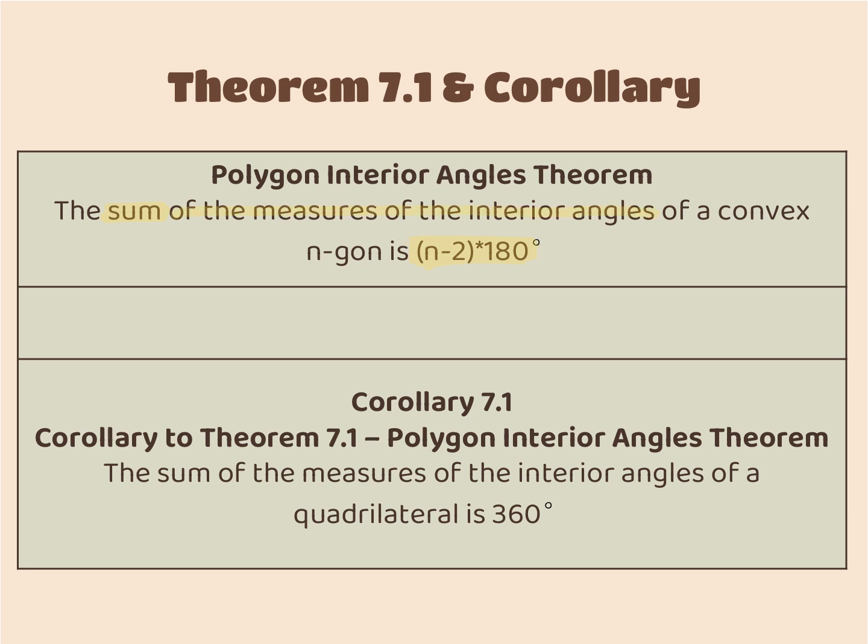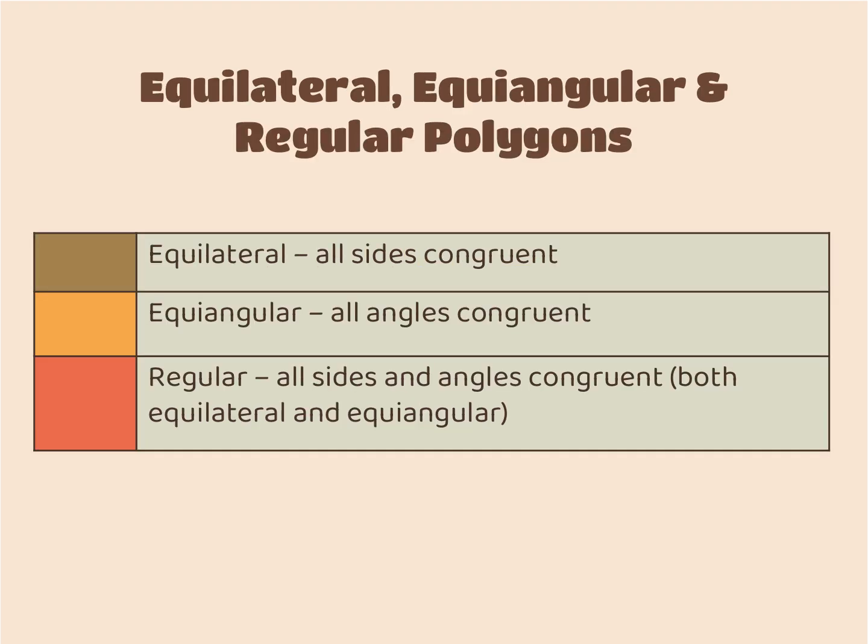Corollary means in relation to. The sum of the measures of the interior angles of a quadrilateral is 360. And again, that's something that we should memorize. Also, n, if you don't remember, stands for the number of sides. All right, we covered these two words already, equilateral and equiangular. The only thing that we're learning that is different is regular. If they say a regular polygon, that just means it's both equilateral and equiangular.